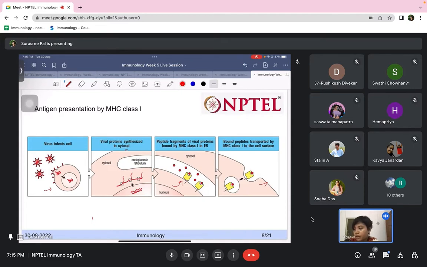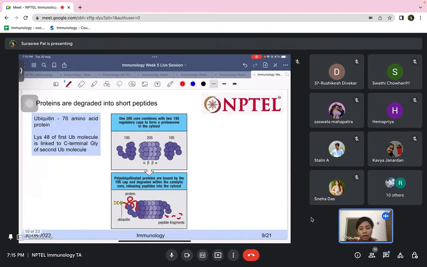Now remember one thing, viral proteins are being synthesized in the cytosol. However, when the MHC molecules have to present antigen, they will present it in the form of peptide fragments, right? So how does this fragmentation of the proteins take place? Okay. Now we actually discussed this in the last class also. We talked about something called a proteasome.